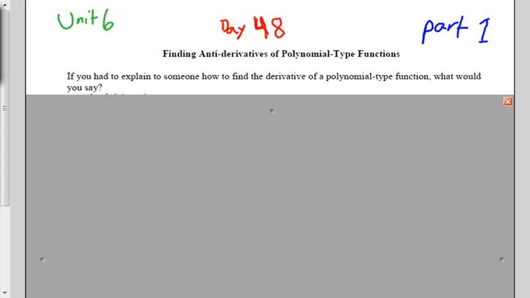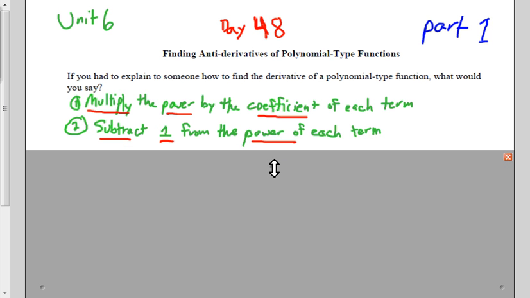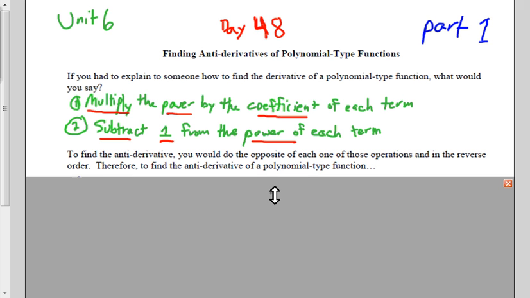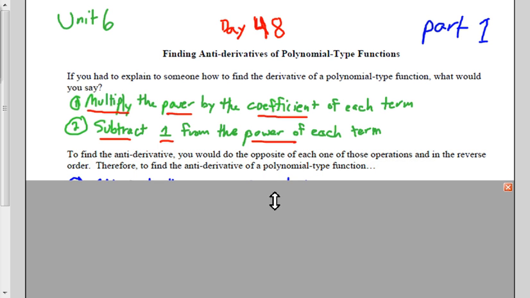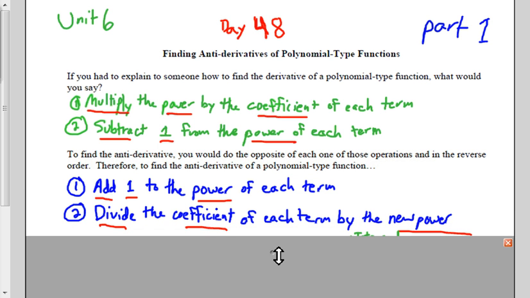So if you had to explain to someone how to find the derivative of a polynomial type function, what would you say? Well, if we think of the power rule, multiply the power by the coefficient of each term, and then subtract 1 from the power of each term. Well, let's extend that. To find the antiderivative, you would do the opposite of each one of those operations and in the reverse order. Therefore, to find the antiderivative of a polynomial type function, add 1 to the power of each term, and then divide the coefficient of each term by the new power.